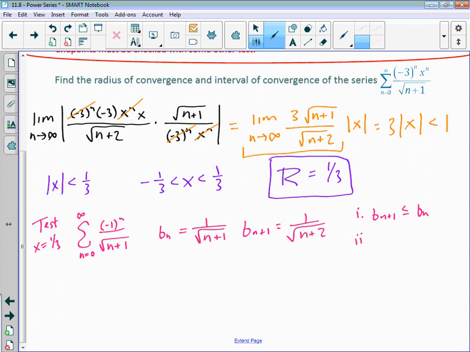And then part II, you take the limit as n goes to infinity of our b sub n. I'll just write b sub n to save space. As we go to infinity, that goes to 0. So what does that tell us? Convergence. So if it converges, we want to include it, right? Okay, the other test, x is negative 1/3. So this would turn into negative 1 to the n, so it'd just be 1 over square root of n plus 1. Comparison test is 1 over root n.